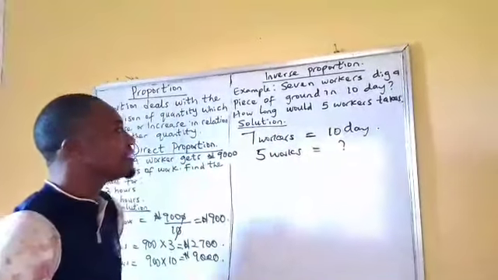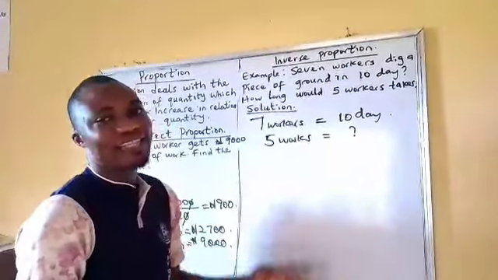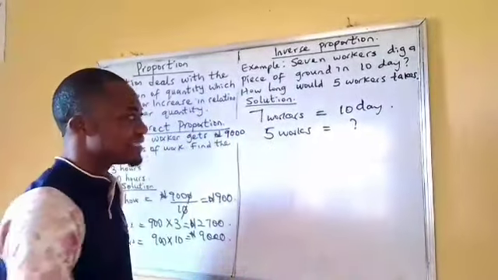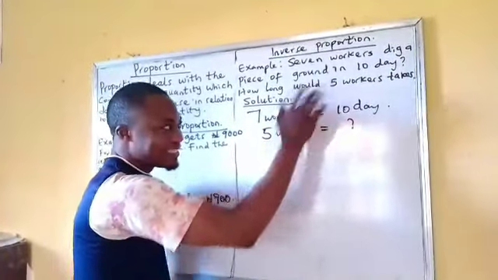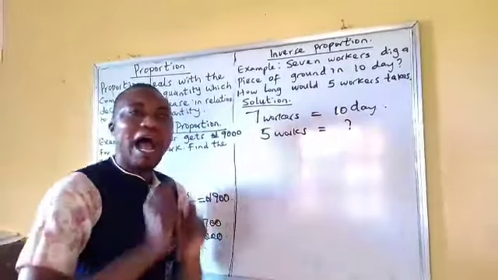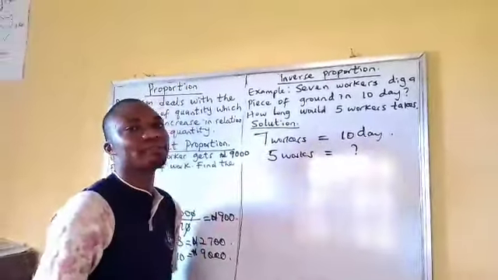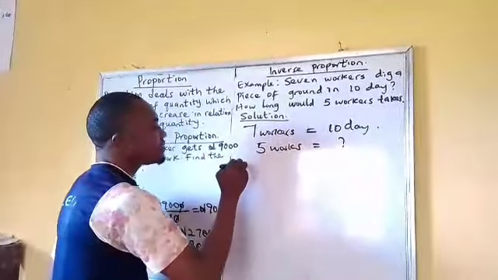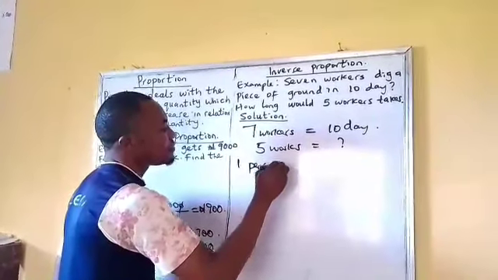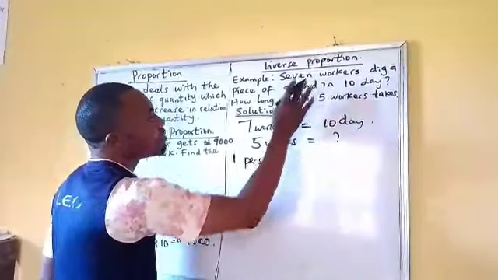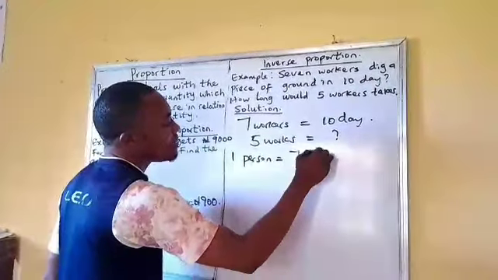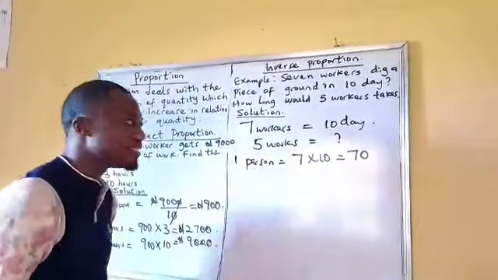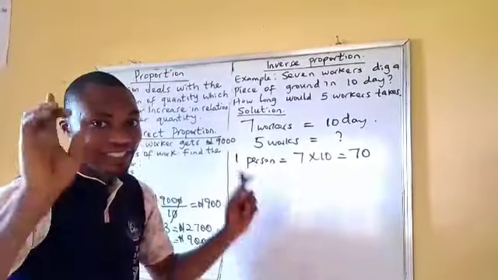You have to know that the more the workers, the fewer the days. 7 workers work for 10 days. Now, with 5 workers, the number of days of work is going to increase. To get this, you have to find how many days one person can do the job by himself. For one person, that's equal to 7 multiplied by 10, which gives us 70. That means that one person can do the work in 70 days. Good.